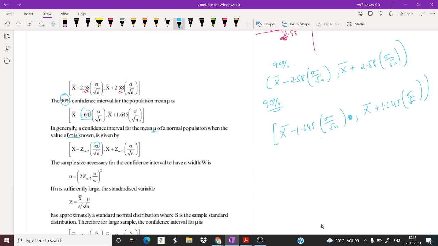So there is one more thing. The sample size necessary for the confidence interval to have width W, there may be a question. For width W, we need a sample size n equal to (2 into Z alpha by 2 sigma by W) whole square. Okay. So this is the sample size we need with the width W.